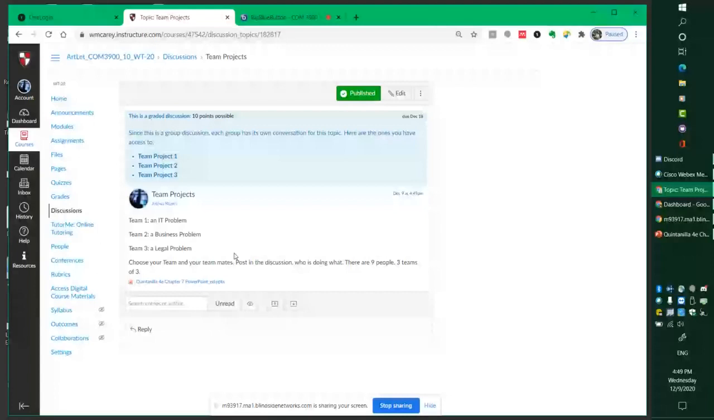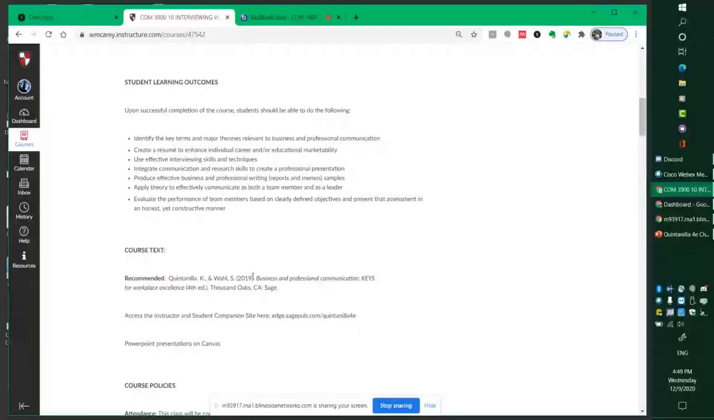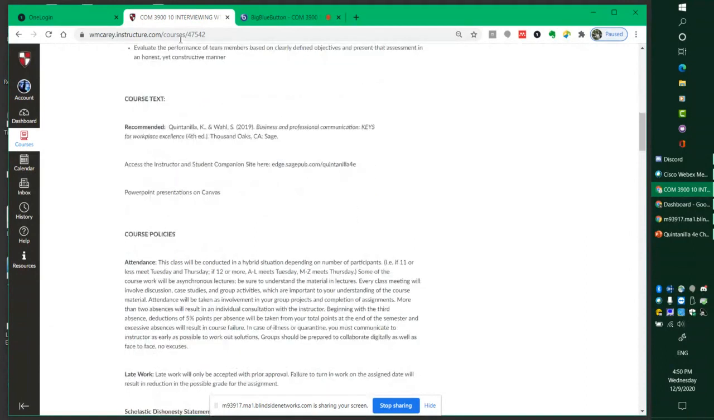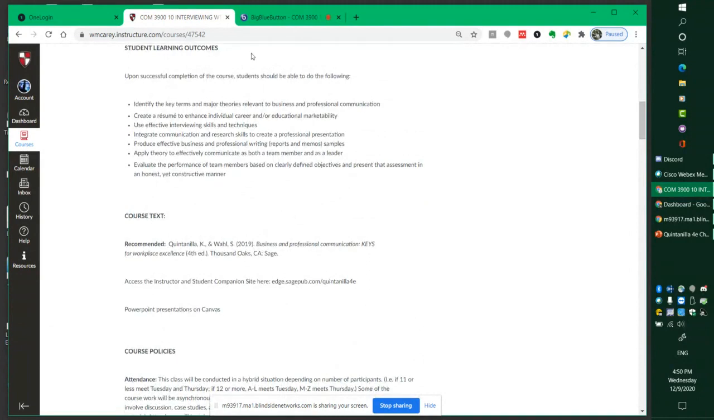Now, let's go back for just a second and look at the rubric in the syllabus. Evaluate the performance of team members. There it is. Well, this is one of the key learning outcomes: evaluate the performance of team members based on clearly defined objectives and present that assessment in an honest yet constructive manner.